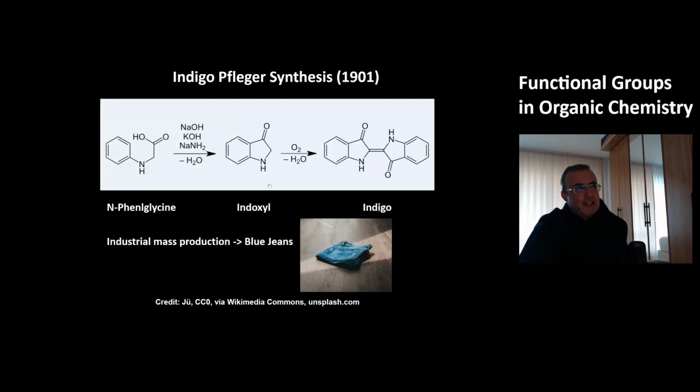And there was a breakthrough in 1901 when the Pfleger indigo synthesis was invented. It starts with N-phenylglycine. You make a cyclization using sodium hydroxide, potassium hydroxide, sodium amide. Then you get indoxyl. This compound is not stable in air. You will get the oxidation, and this gives you indigo. And this allowed industrial mass production, and this compound is used for making blue jeans.